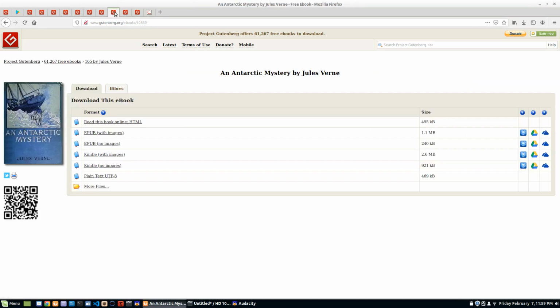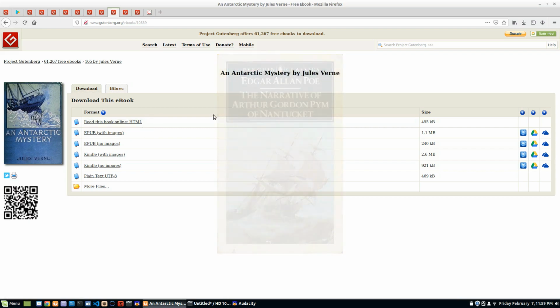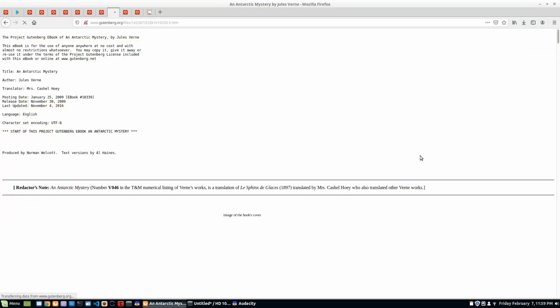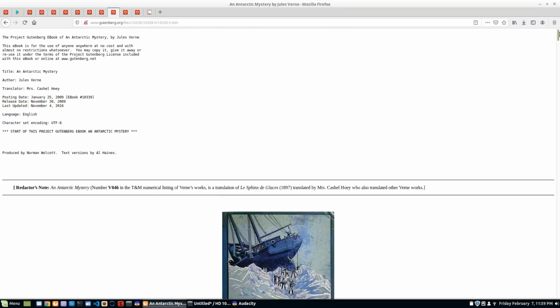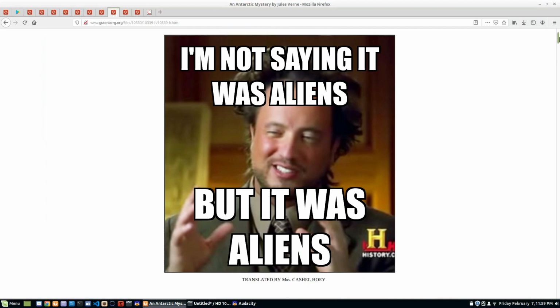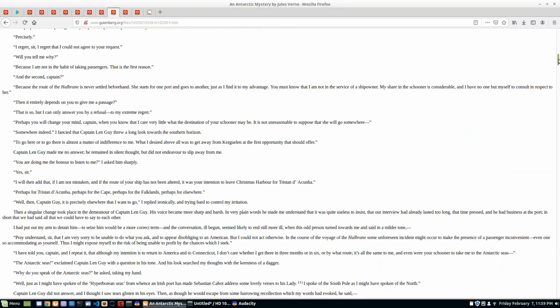Another one that I liked a little better, which is also kind of a spooky story, is An Antarctic Mystery by Jules Verne. Jules Verne actually wrote this as a sequel to Edgar Allan Poe's only novel, which was The Narrative of Arthur Gordon Pym. And this book, basically think Ancient Aliens, except if Jules Verne was writing it. There's no aliens in it, but it's got that kind of vibe to it.